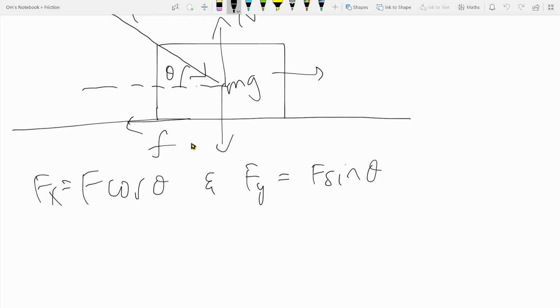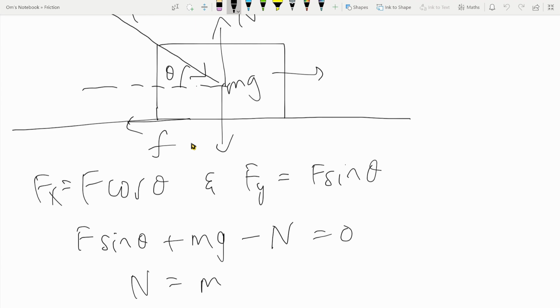Since the net force along the vertical direction is 0, what we can write is F sin theta plus mg. These are the two forces that are acting downwards. And now we have to subtract the force that is acting upwards, that is the normal reaction, is equal to 0. And so the value of N in this case, when the force is a push and not a pull, is actually mg plus F sin theta. So the net normal reaction actually increases in this case.